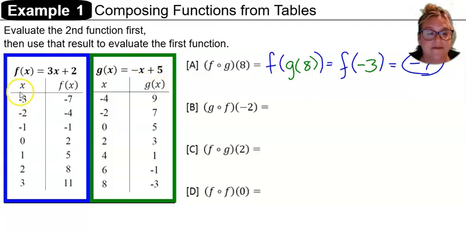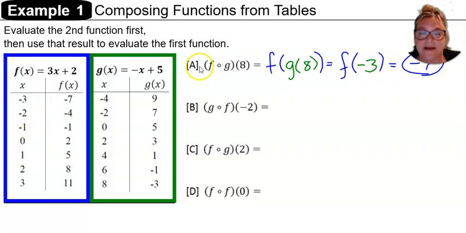So for instance, if I substitute negative 3 in here for x, f of negative 3 is 3 times negative 3, which is negative 9, plus 2, which is negative 7. So we can see that this table of x's will produce this output, f of x.